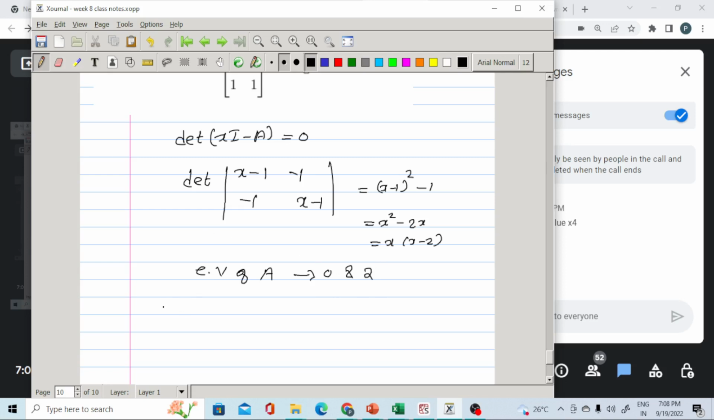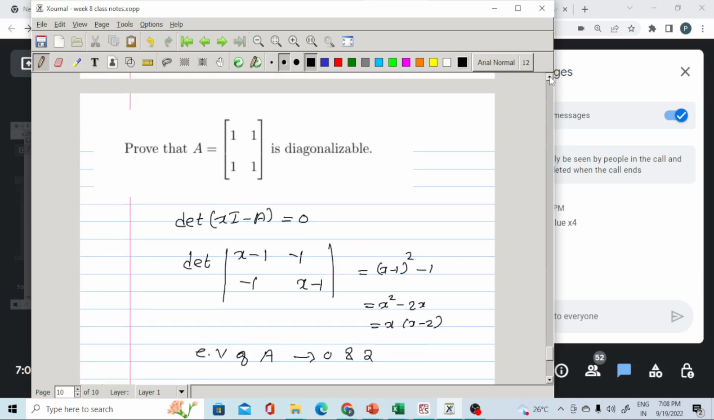So, eigenvector, okay. From this, can you conclude whether it is diagonalizable or not? I am just getting the eigenvalues. So, is this diagonalizable or not? Diagonalizable, yes, because we are getting algebraic multiplicity 1 for each of 0 and 2. And the geometric multiplicity also will be 1 for each of 0 and 2.